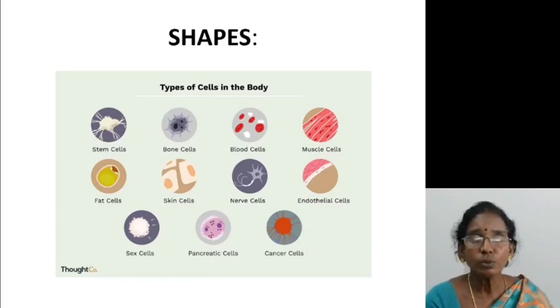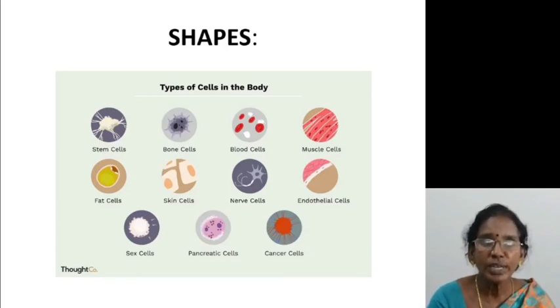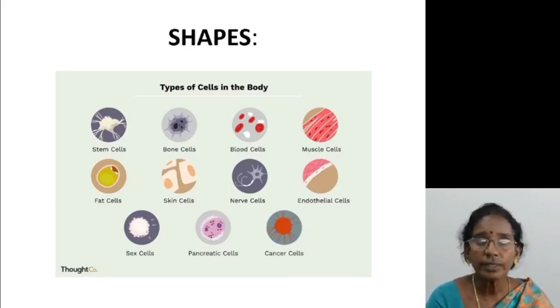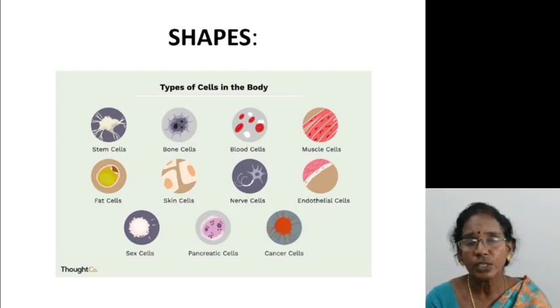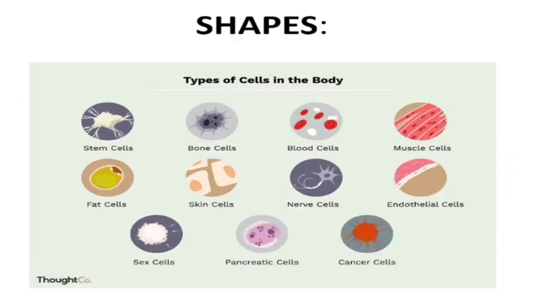Now let us see the shapes of the cell. Cells are of different shapes. In bacteria there are different shapes of cell. That is cocci, the spherical shape, bacilli, the rod shape, vibrio, the comma shaped, and spirilla, the spiral shaped. In human beings also the cells are in different shapes, that is cylindrical, circular and fiber shape.